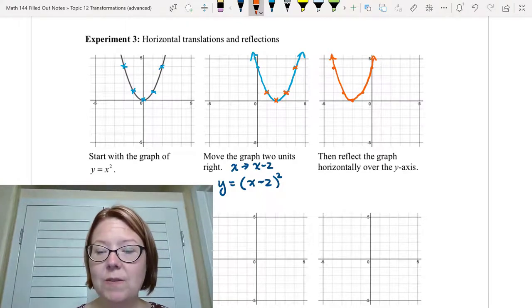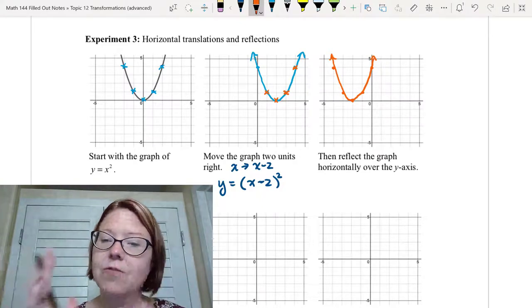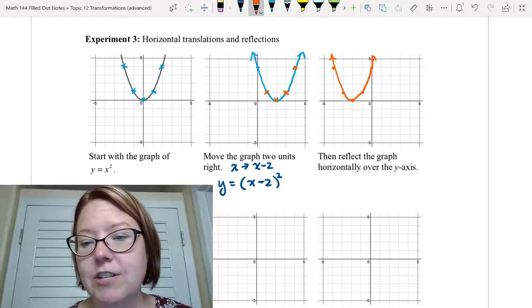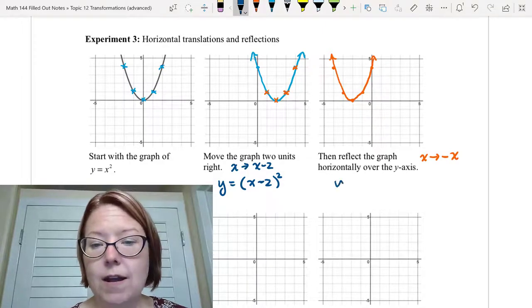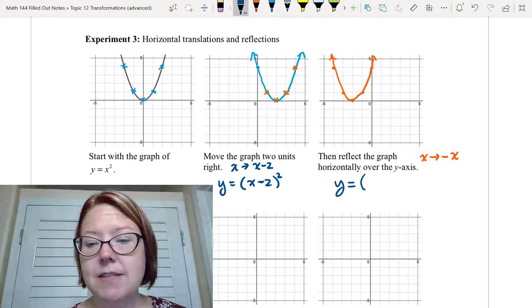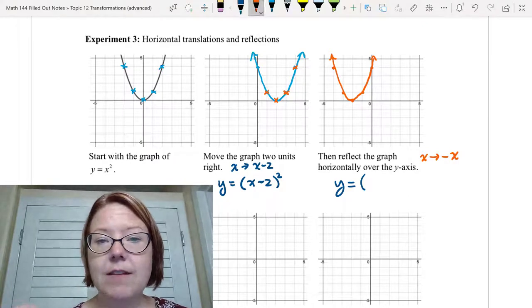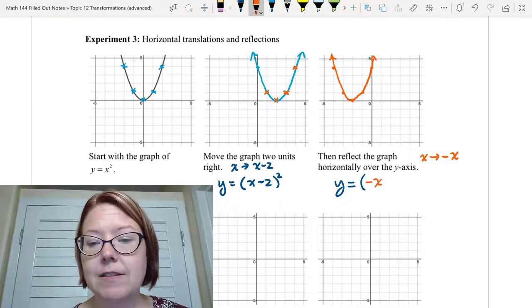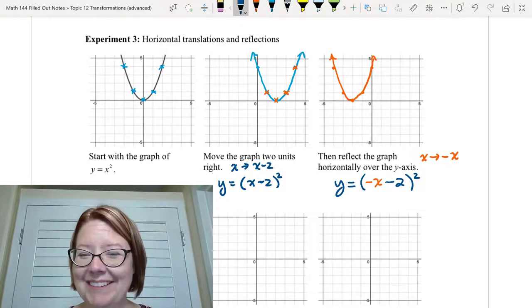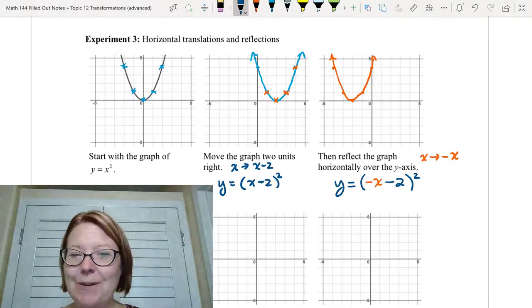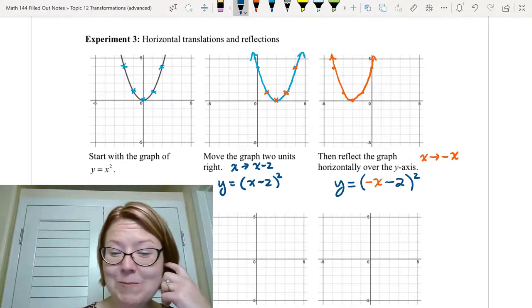And then how would we do that? Well, when we do a reflection over the y-axis, we're actually replacing x with negative x. So we would have y equals (, and then instead of x there, we're going to have negative x, then everything else is the same, so -2) squared. Now again, you might be like, oh, I'm not sure I believe that one. So let's go ahead and take a look in Desmos to make sure that that works.